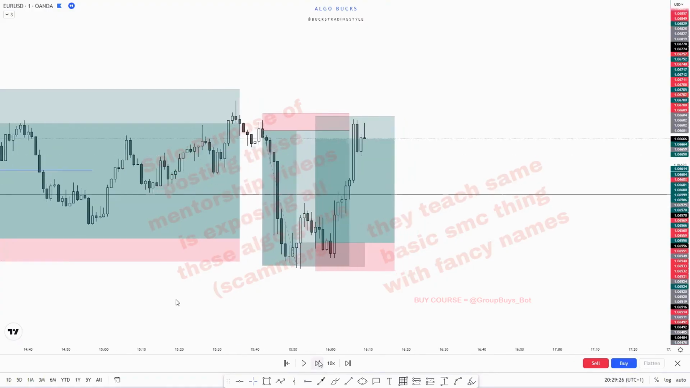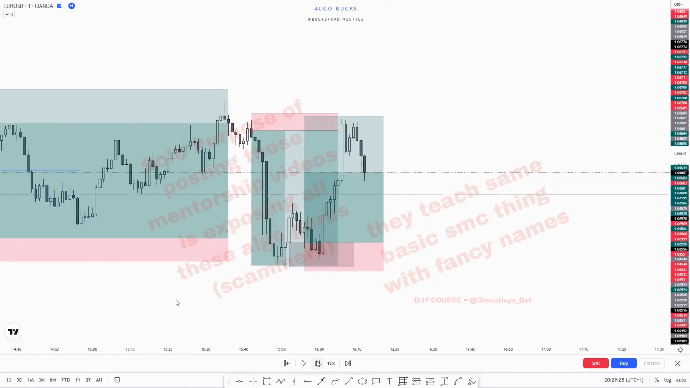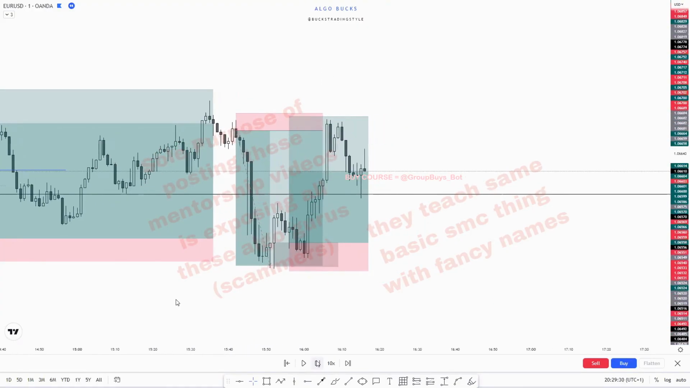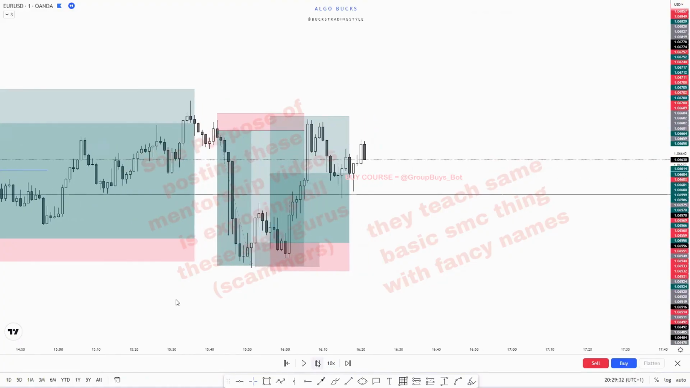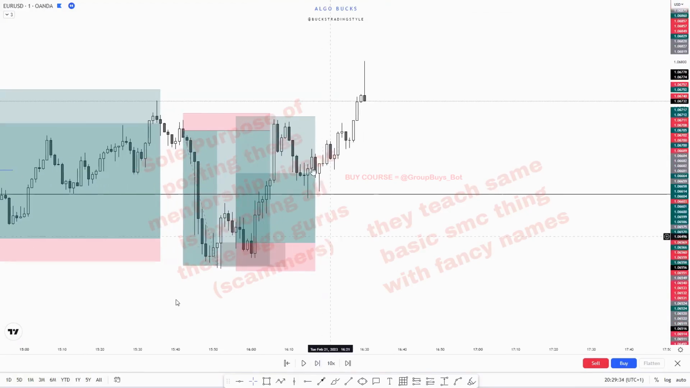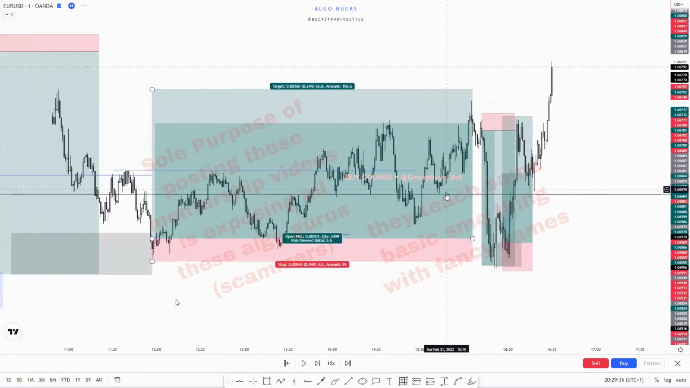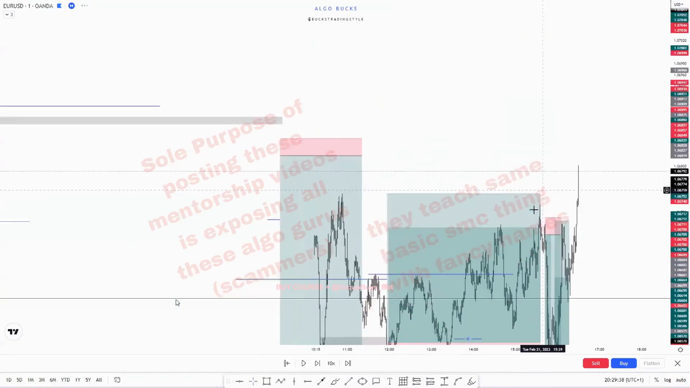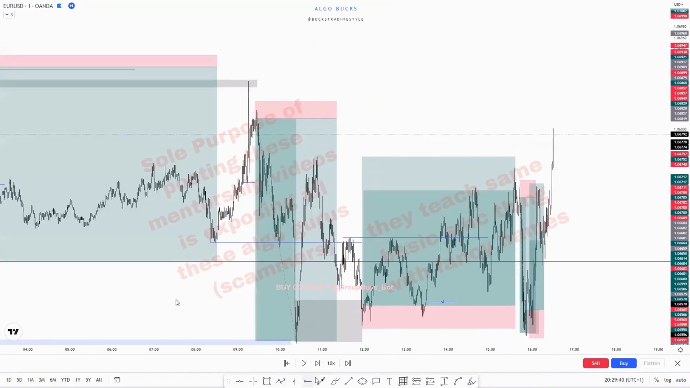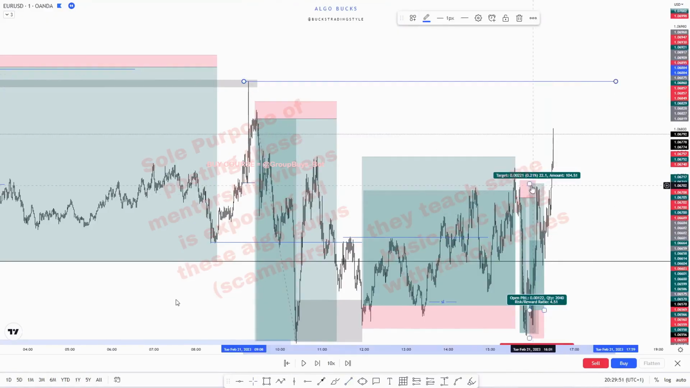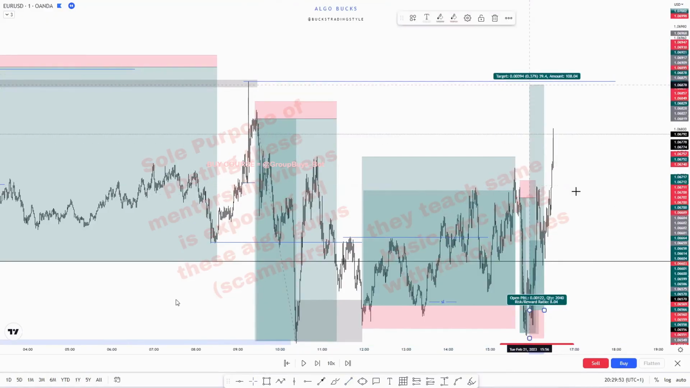So from this buy right here, price took out this high. Okay, good. At this point, you can go break even. And let's say our target for the buy was this high, because this wick right here was liquidity. So our target for the buy would be this one right here.